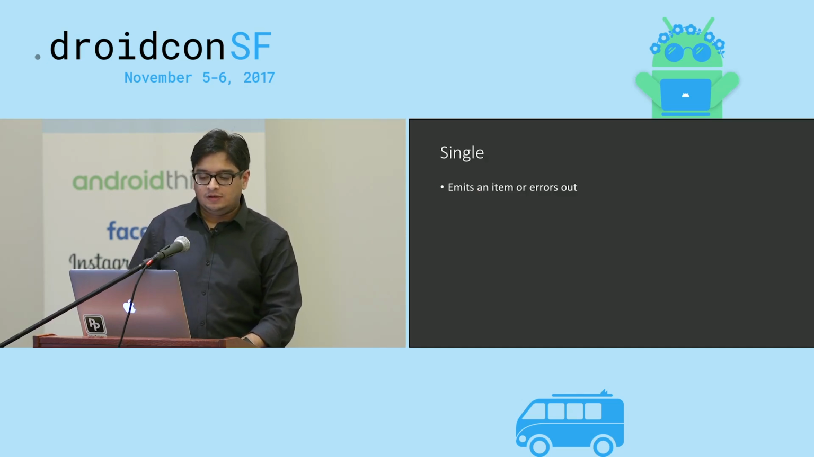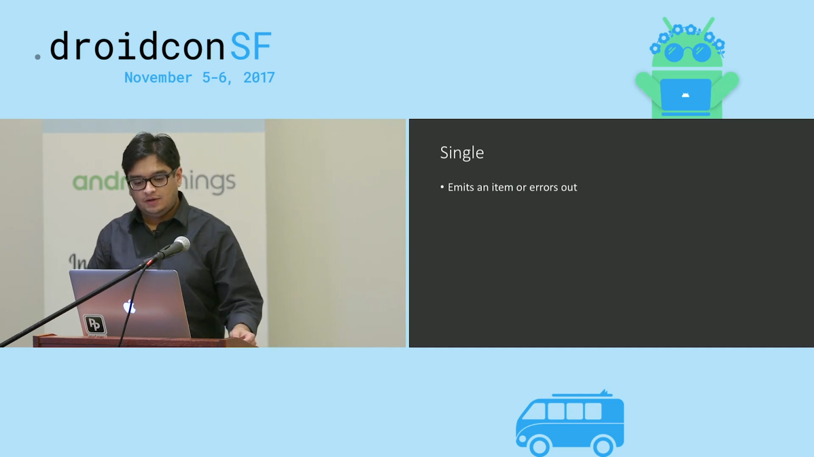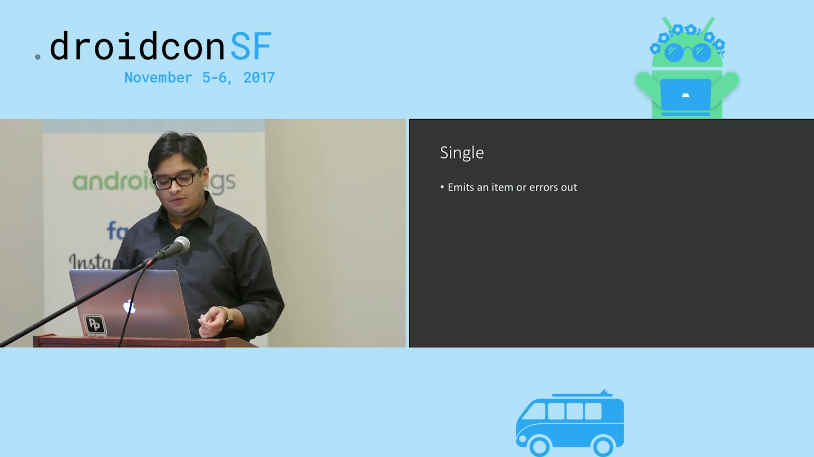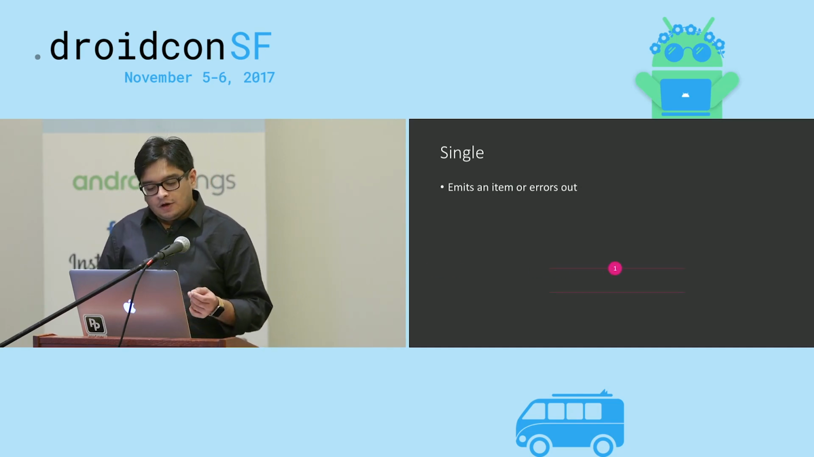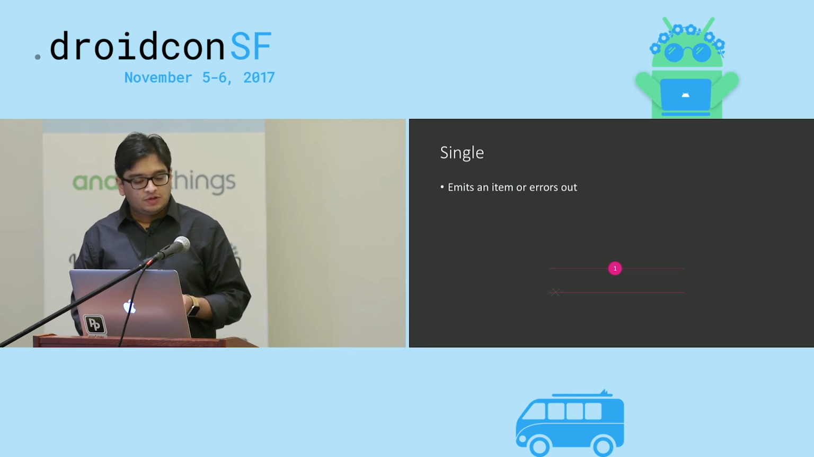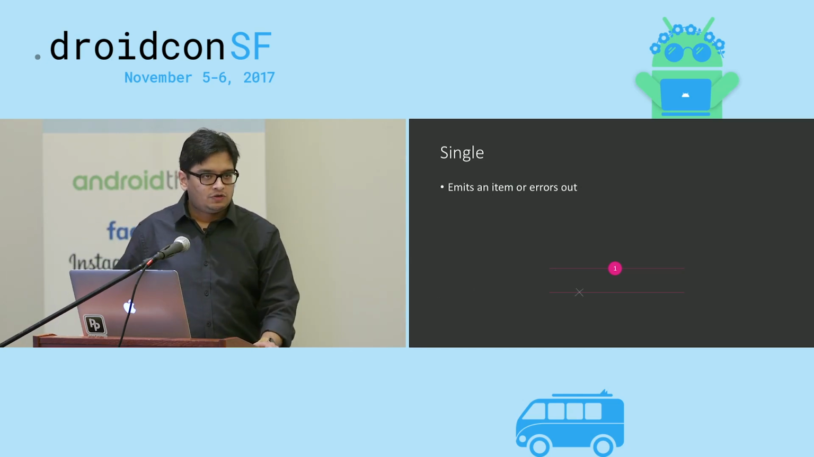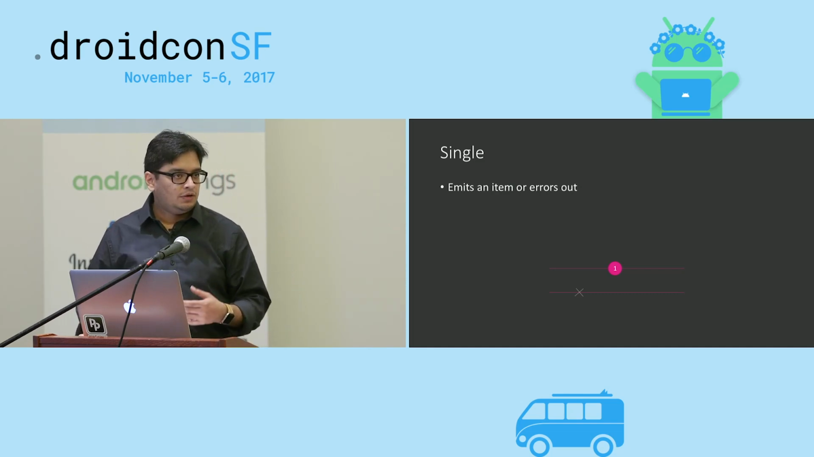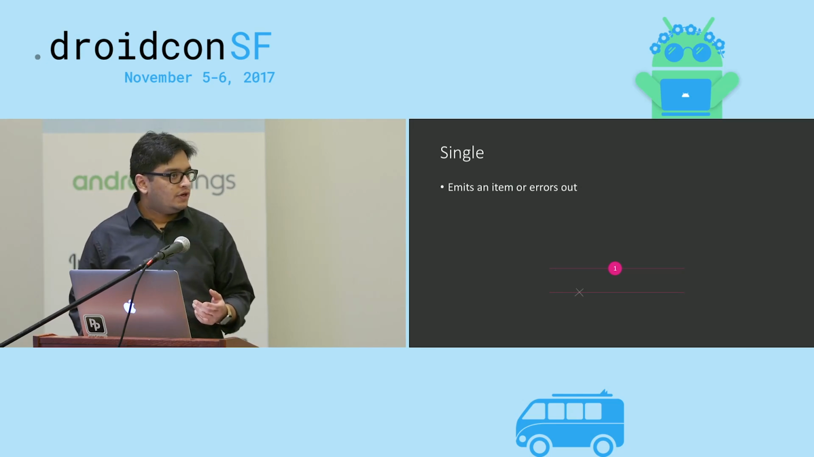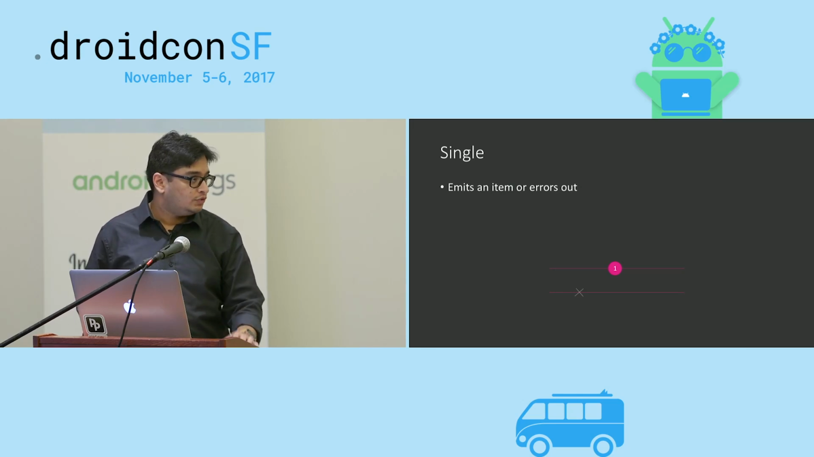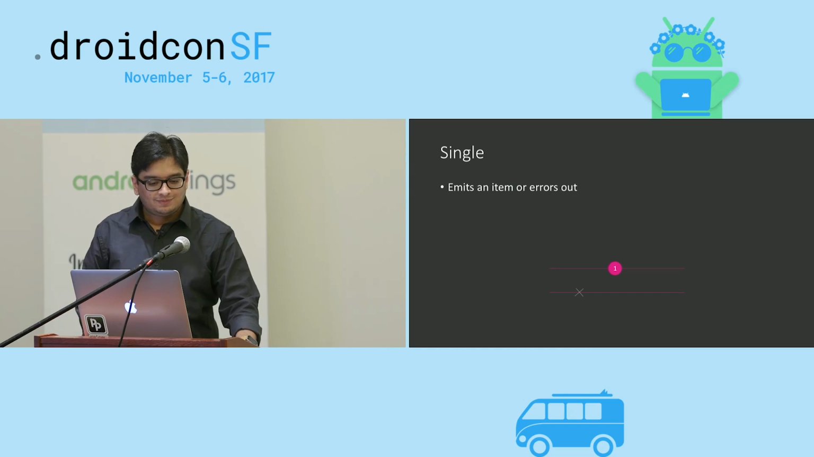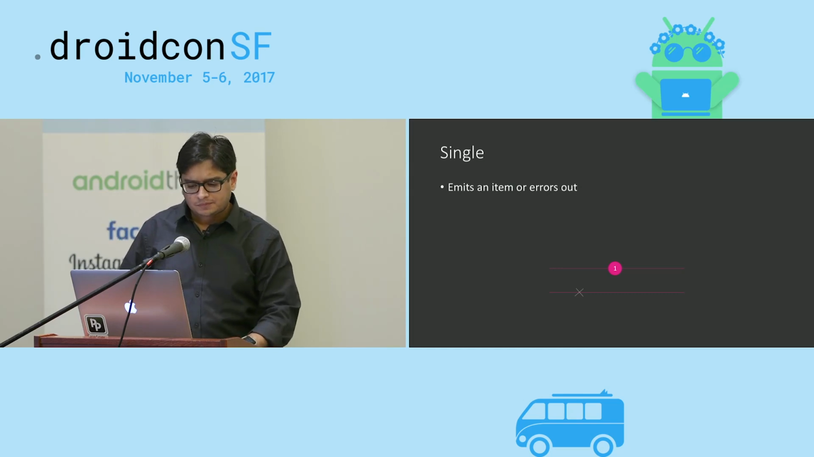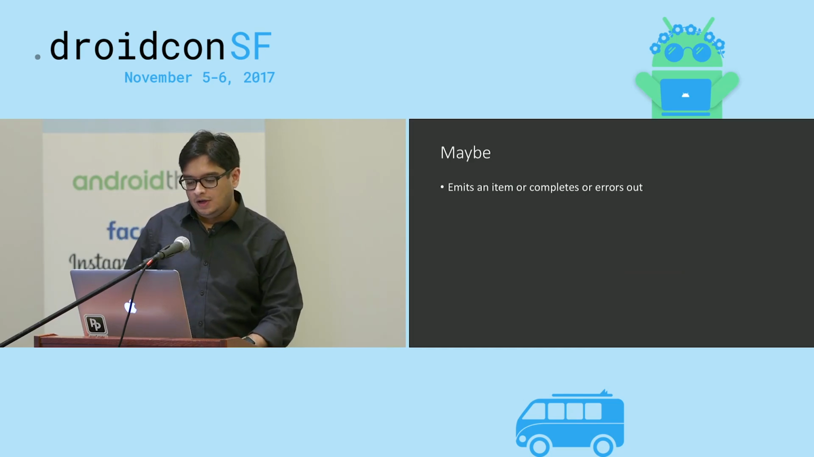Now let's talk about Single. Single is something which would emit a single item or error out. What we have done in our application is, for the most part, model all our API responses as Single, because in the true sense, when you make an API call to fetch data or update something, it's not a constant stream of information. You get the data or you post, and you're done with it. So for the most part, that's what our APIs are modeled as.